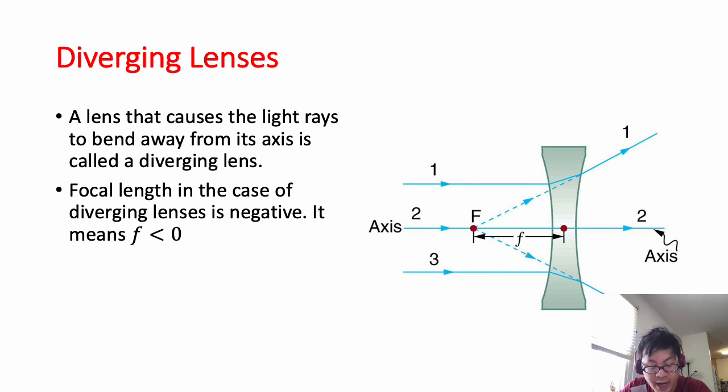Now we talk about the divergent lenses. A lens in which the light rays bend away from its axis is called a divergent lens. Here the light starts parallel and then moves away, bent away from each other. The divergent lens also has its focal length, which is smaller than 0.